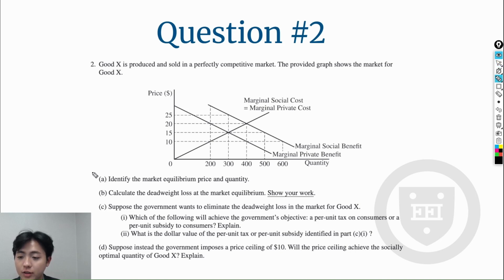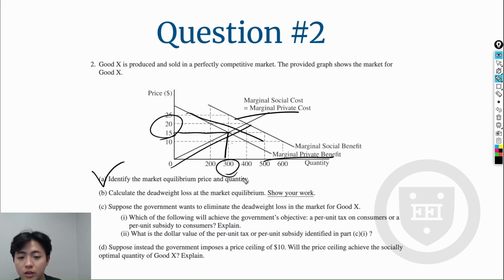Question A is identify the market equilibrium price and quantity. The market equilibrium is basically, in a perfectly competitive market like you have for good X, where the MPC equals the MPB. You have your slides over here. They meet at 15 and 300. So $15 and a quantity of 300 for good X would be the correct answer.